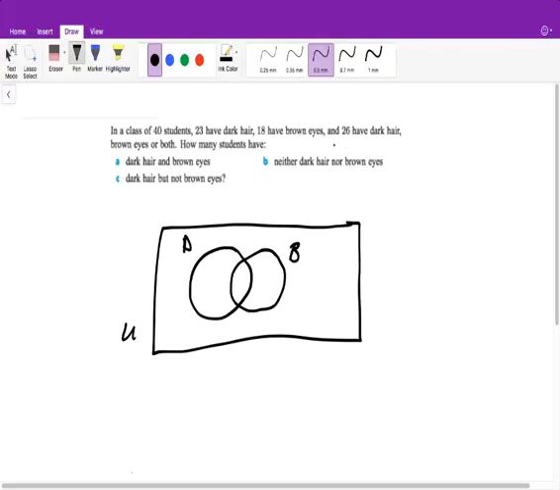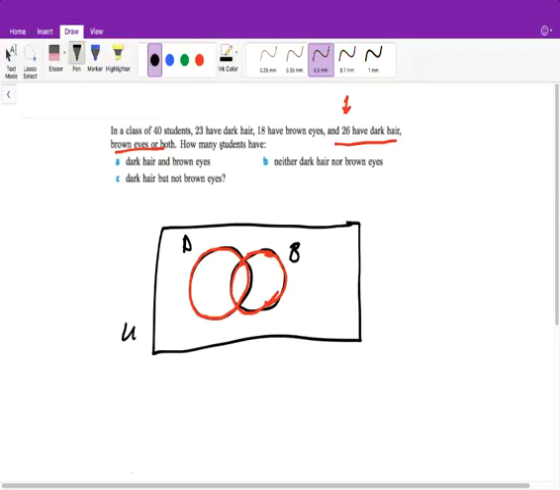Right, so there's only 26 students that have dark hair, brown eyes, or both. So that means those 26 will only account for everything in these two circles. So although there's 40 students in this class, only 26 are the ones that we're focusing on when we solve for dark hair, brown eyes, or both.